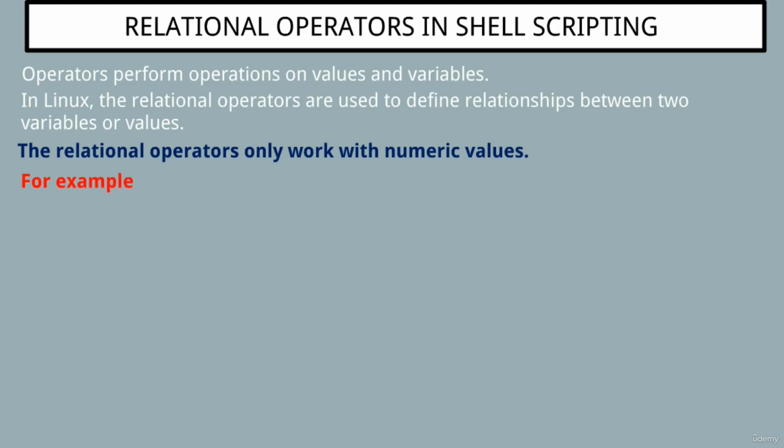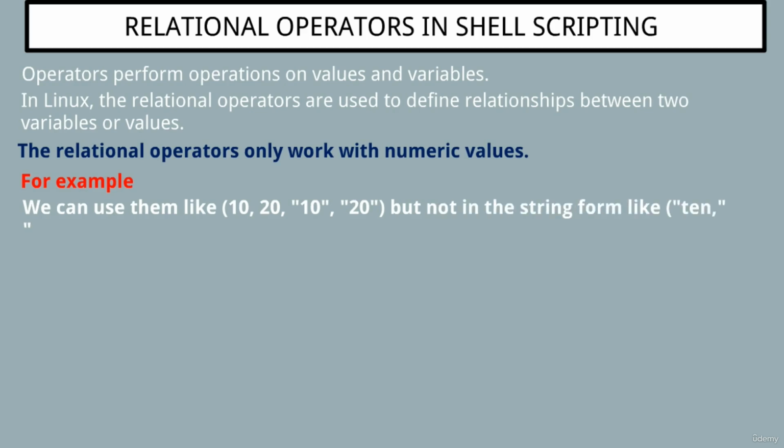For example, we can use them like 10, 20, with or without the quotations, but not in the string form like "ten", "twenty". Now here are the relational operators used in shell script.